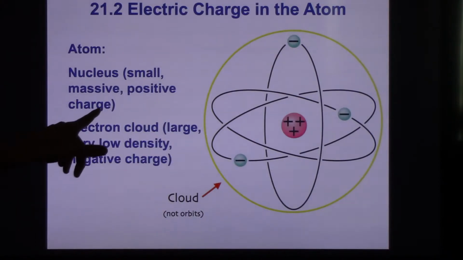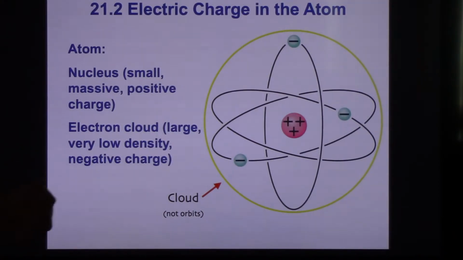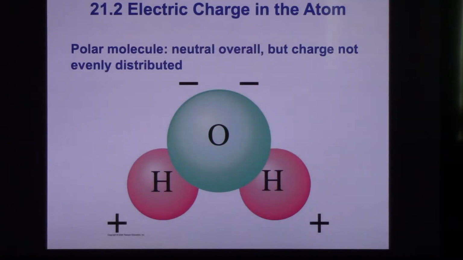And it's positively charged. And then the electron cloud, this distribution of electrons, is negatively charged. So you always want to work from that model. We're constantly referring to atoms and molecules and their properties, and you want to keep reminding yourself that's how I need to think about atoms and molecules. All right, here's a water molecule.